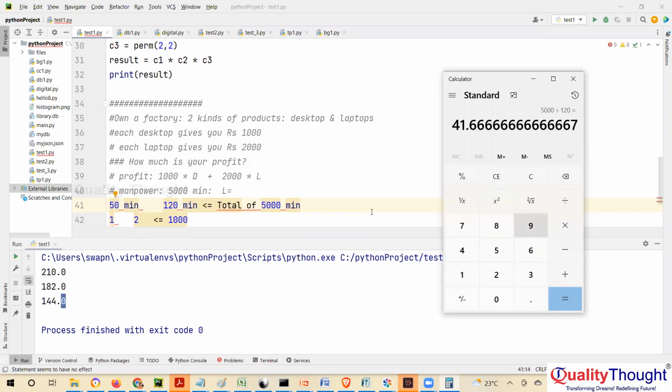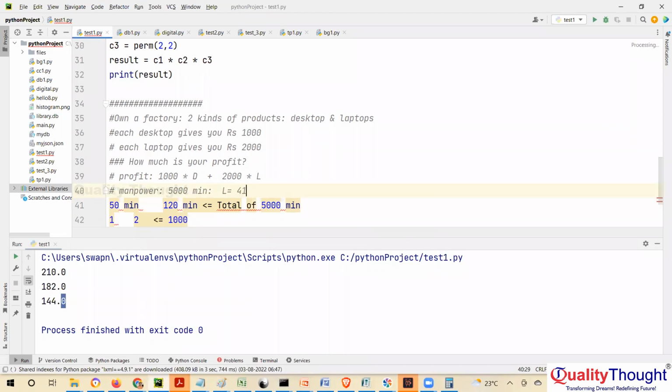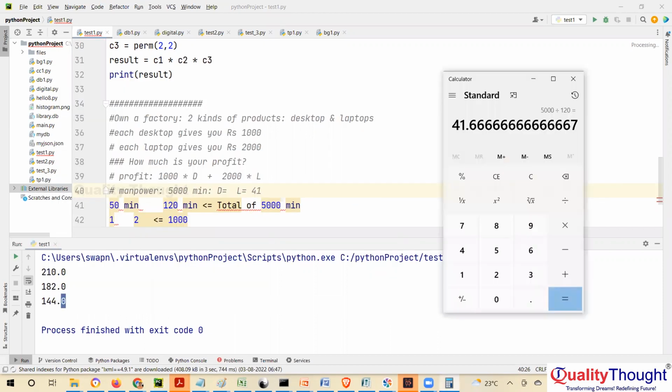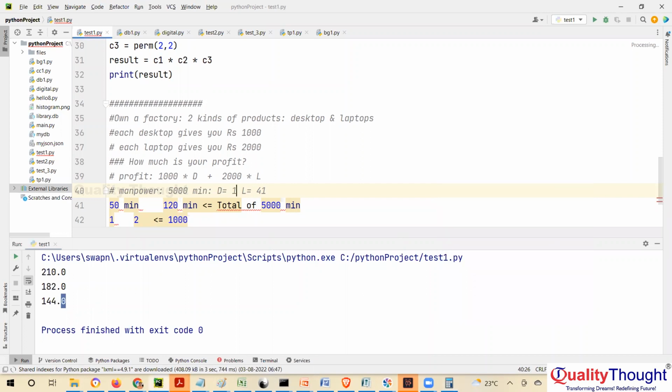Can you make 0.666 of a laptop? No. The maximum laptops you can make is 41. And the maximum desktops, if you make only desktops, will be 5,000 by 50, which is 100. So you'll make 100 desktops at maximum, based on the first condition.